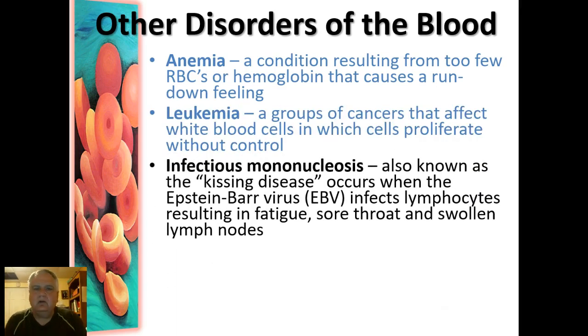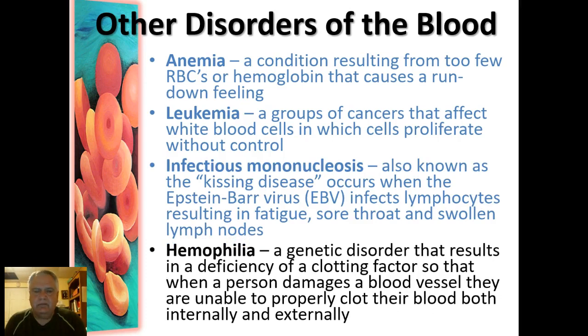Infectious mononucleosis is another disorder of the blood. It's also known as the kissing disease because it can be transferred through human fluids like saliva. This occurs when the Epstein-Barr virus, EBV, infects lymphocytes. This results in fatigue, sore throat, and swollen lymph glands.